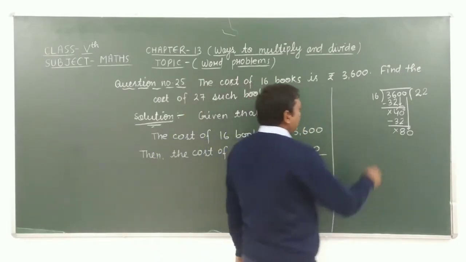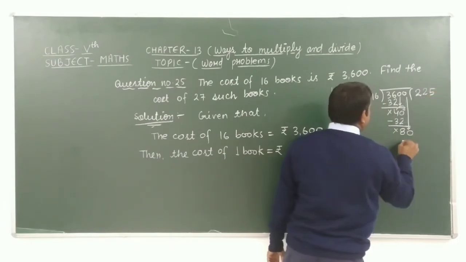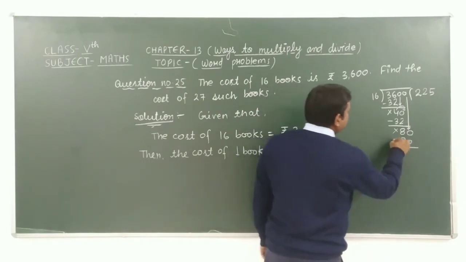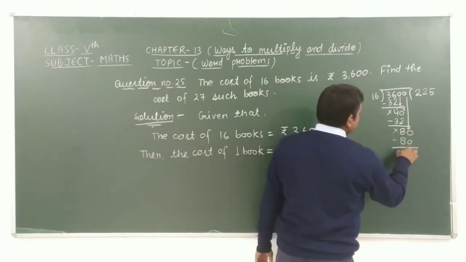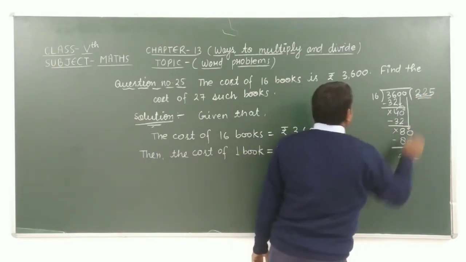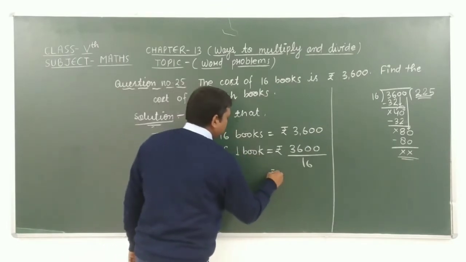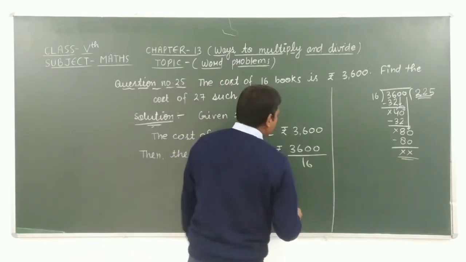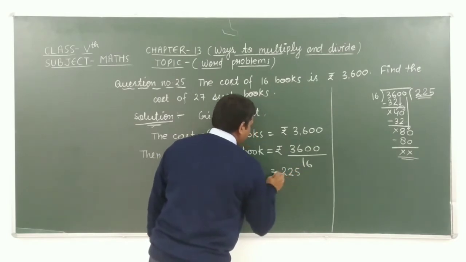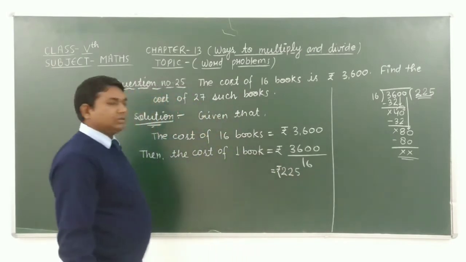Okay, 16 fives are 80, and 80 minus 80 is 0. It means that cancel out. Okay, then we get the cost of one book. The cost of one book is equal to 225 rupees. Okay students, 225 rupees.